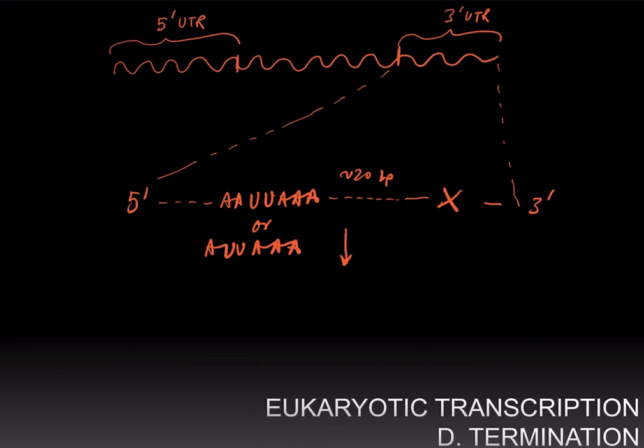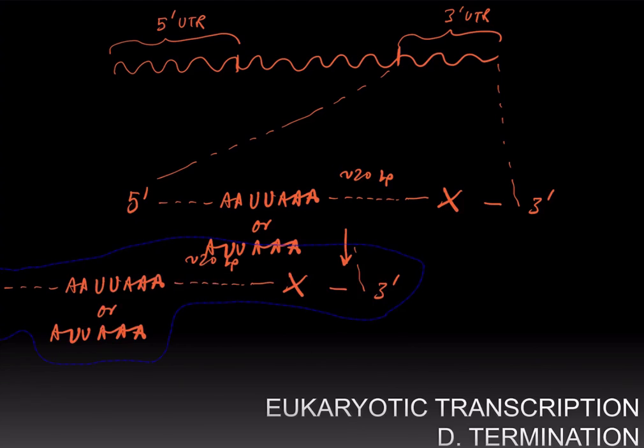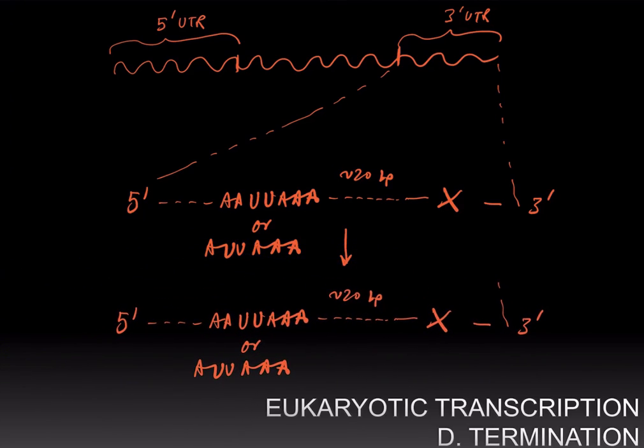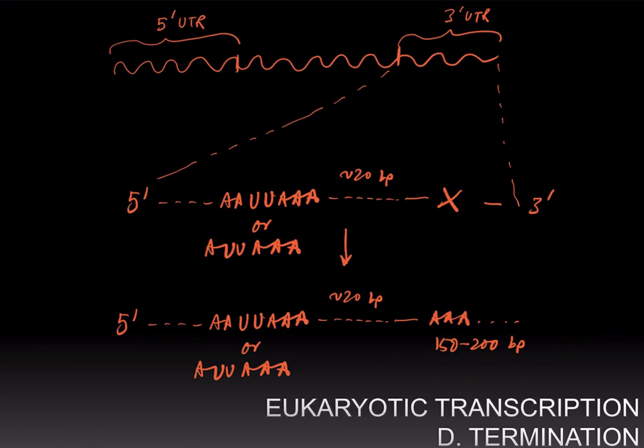then it adds the poly A tail, which is about 150 to 200 base pairs of adenine bases. So this is the poly A tail, and this is the poly A or pause signal.